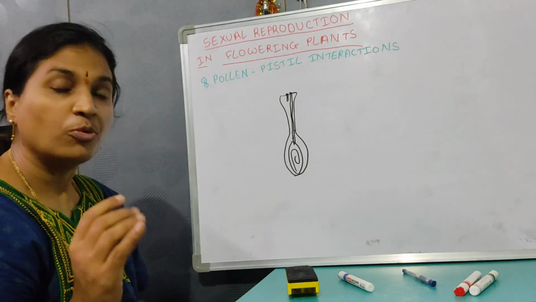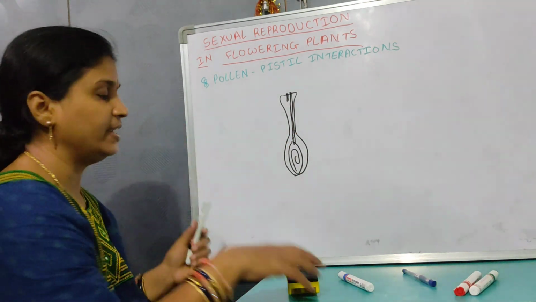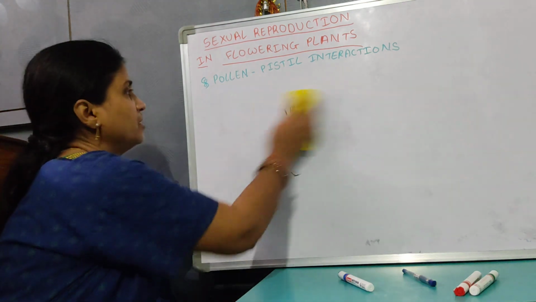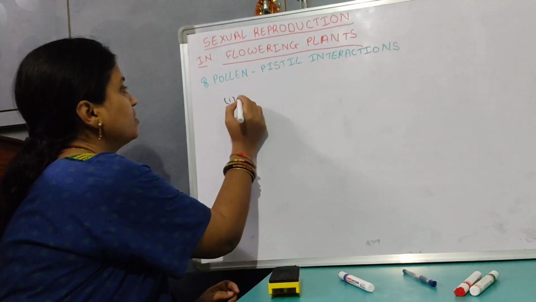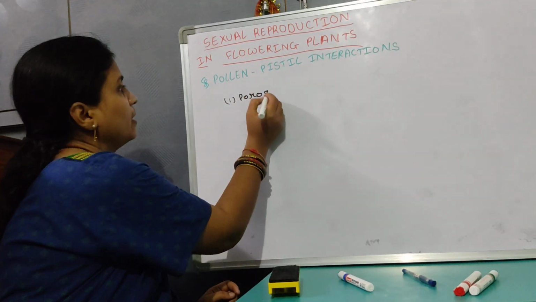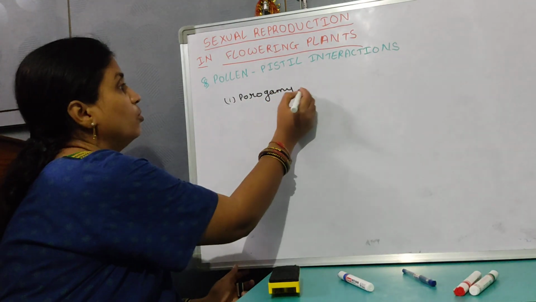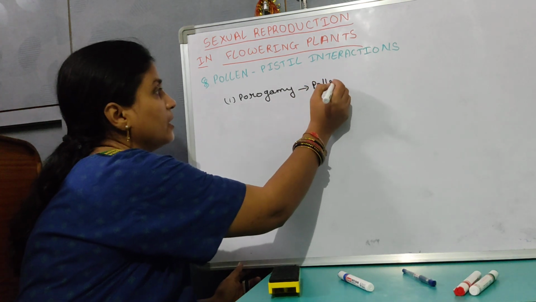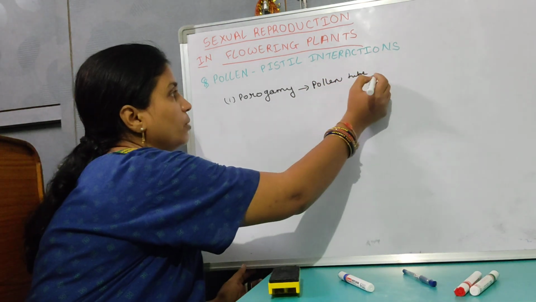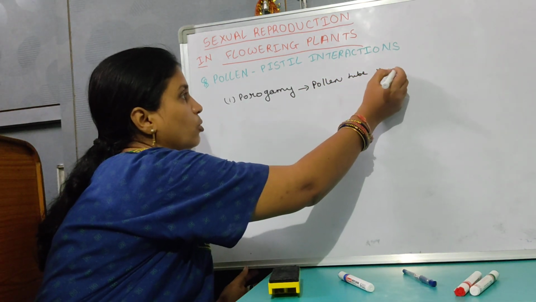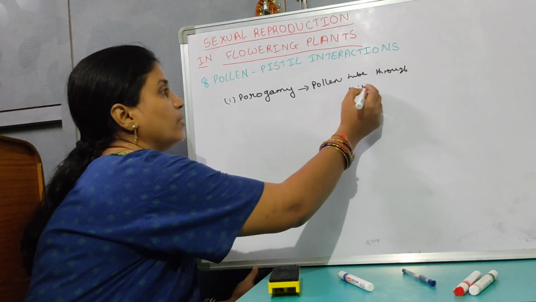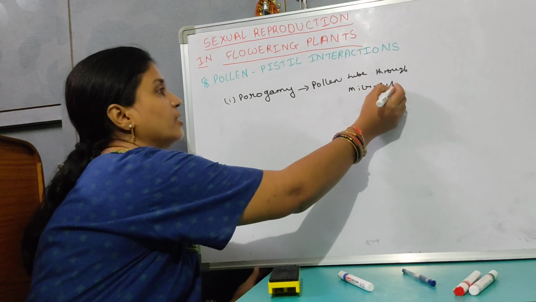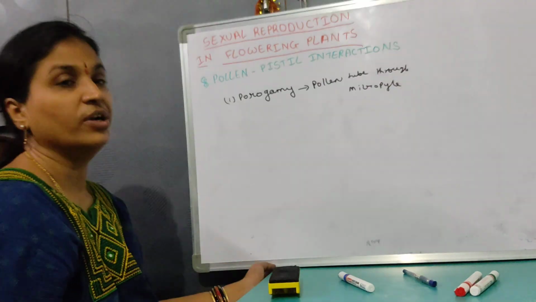So that entry of the pollen tube into the embryo sac is of 3 types. The first one is porogamy. When the pollen tube enters through the micropyle. Micropyle is the pore of the ovule, isn't it? So through the micropyle, such type of entry is called porogamy.